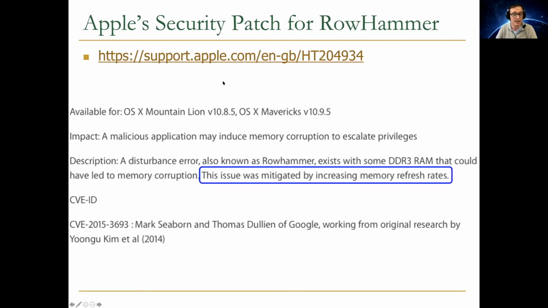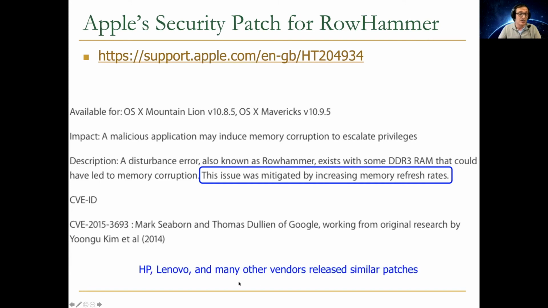This is Apple's security patch. As you can see, they said a disturbance error, also known as RowHammer, exists in some DDR-RAM that have led to memory corruption. This issue was mitigated by increasing memory refresh rates. They didn't tell exactly how much, but I believe it's about 2x. This means that your memory is doing 2x refresh right now, which is bad because it's consuming power. So this cell phone is consuming power even when it's turned off right now, basically. And Apple was nice enough to give credit to our work and Google's work over here. As you can see, they referenced the original paper that led to all of this.